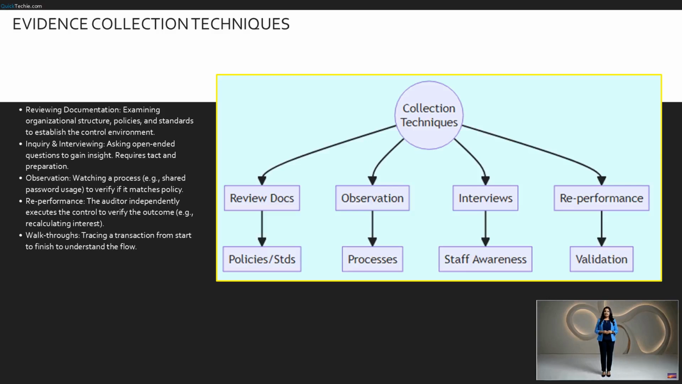How do we actually get the evidence? We have a toolkit of techniques. First, reviewing documentation helps us understand the should-be state. What do the policies say? Then we use inquiry and interviewing. This isn't just chatting. It's a structured technique to uncover risks. We use open-ended questions to get the auditee talking. Observation allows us to see if practice matches policy, like checking if users really lock their screens.